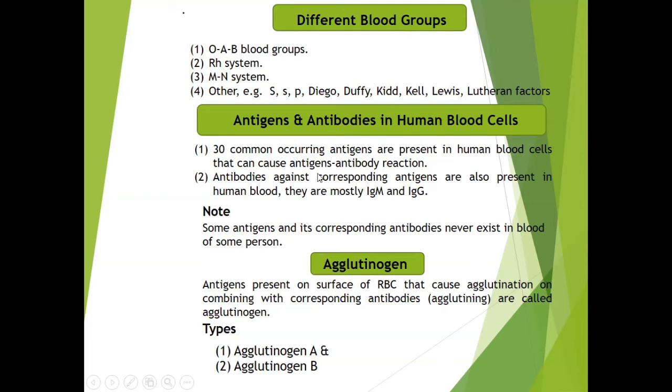There are two types of agglutinogen, agglutinogen A and agglutinogen B. If a person has agglutinogen A, his blood group would most probably be blood group A. If agglutinogen B is present on the surface of that person's RBC, the person's blood group would be B. So these are basically protein complexes present on the surface that, when combined with the corresponding antibodies complementary to the shape of the antigen, cause agglutination.